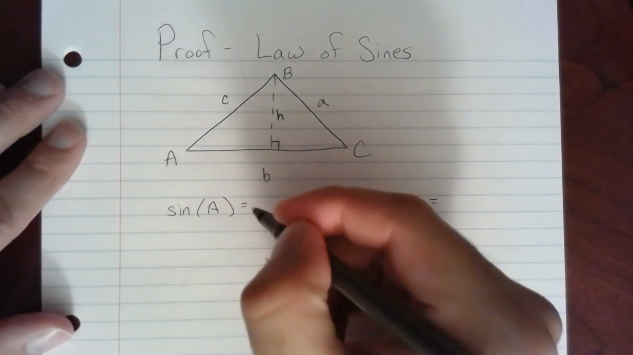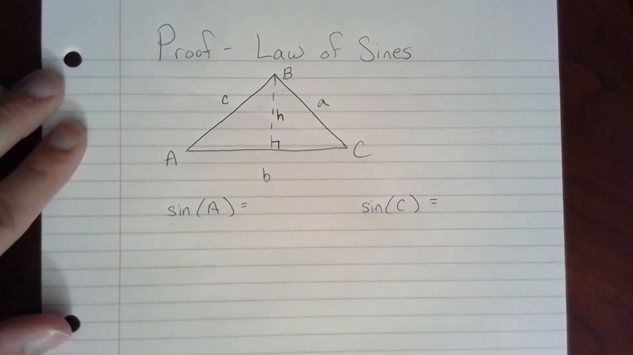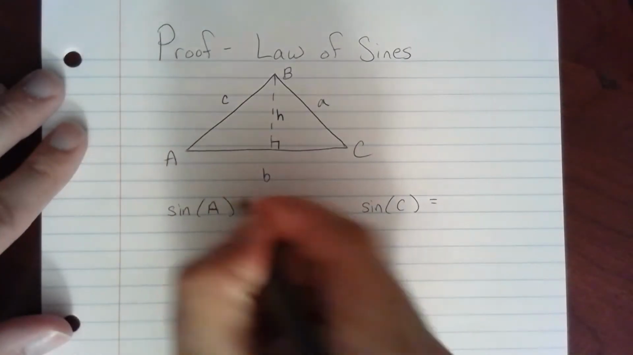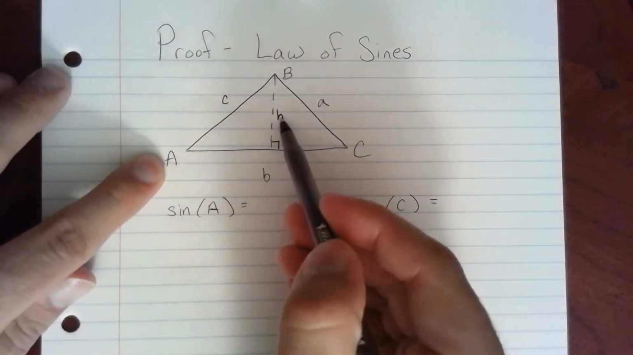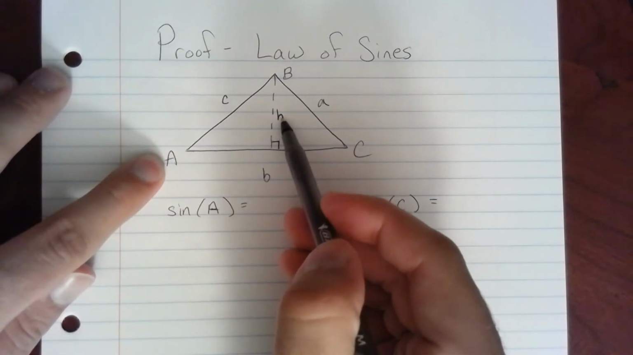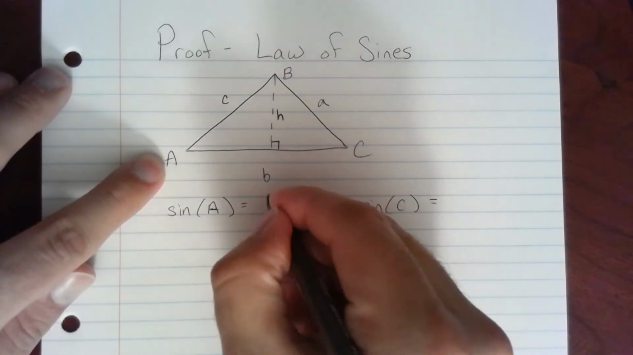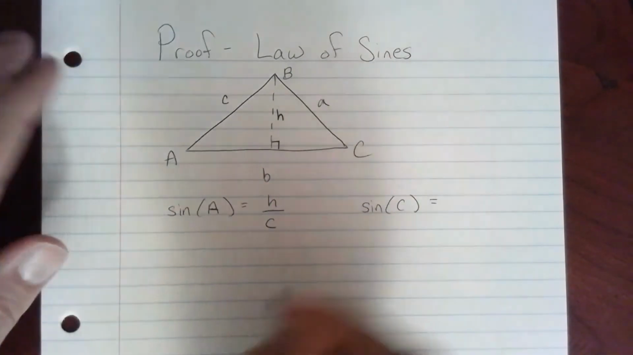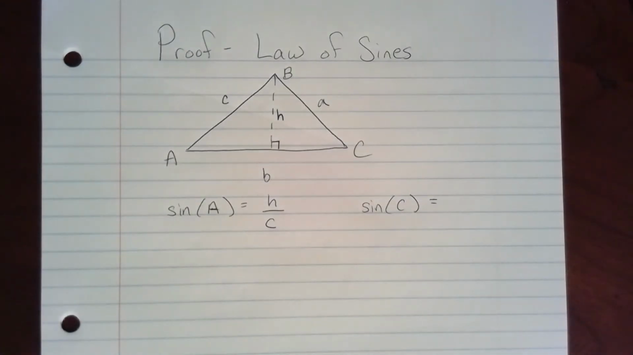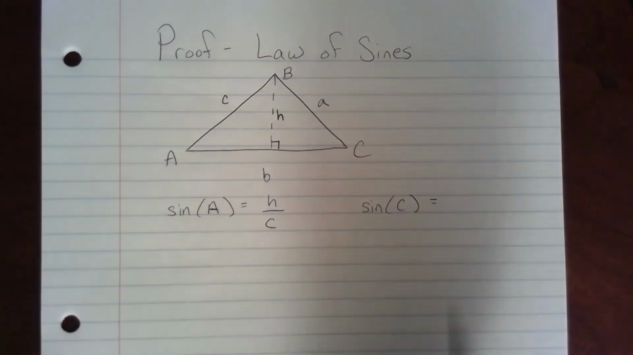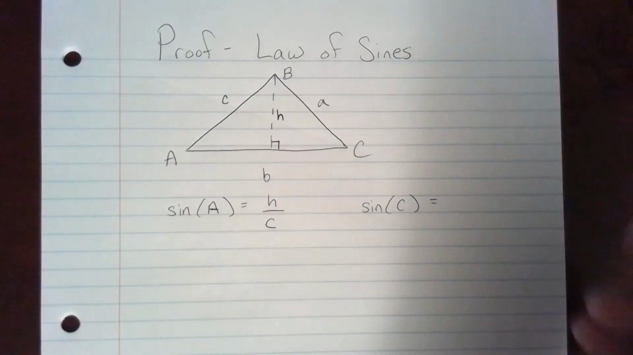So I just want to remember back to SOHCAHTOA. I know that sine is always the opposite side of my right triangle from my angle divided by my hypotenuse. So for sine of angle A, if I go to the opposite side in the triangle, that's the height h, and our hypotenuse is little c. That means that sine of big A is just h over c. And what I really like is that sine of C is very similar, except it would be h over little a.